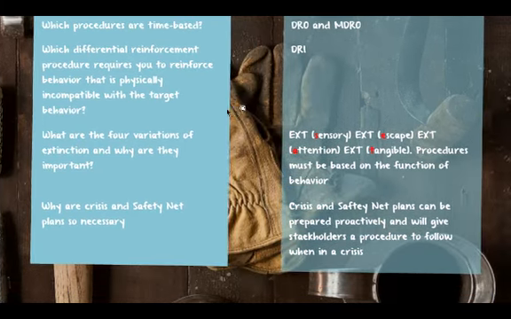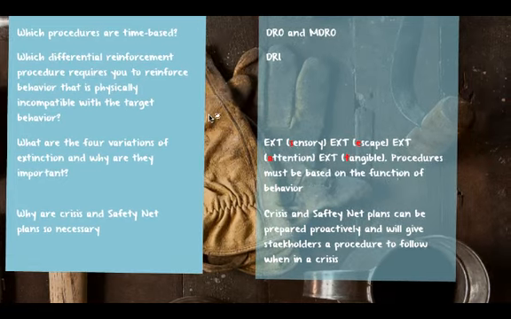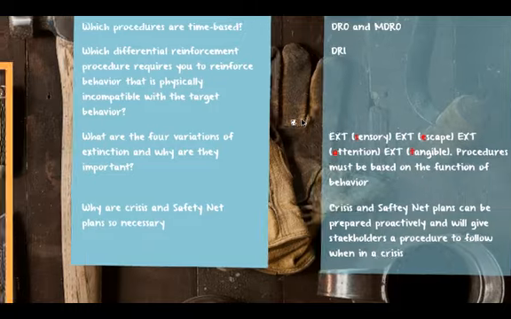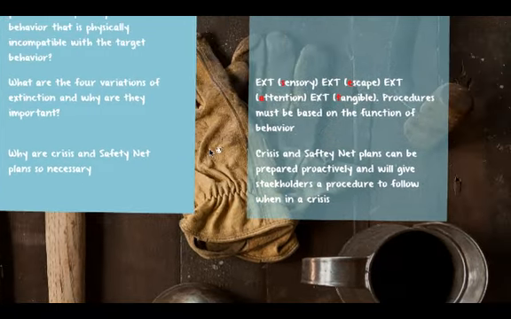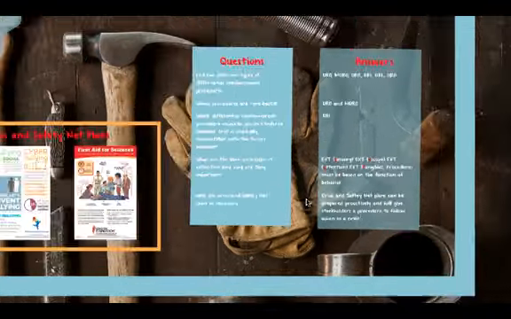What are the 4 variations of extinction and why are they important? Well, there's sensory extinction, escape extinction, attention extinction, tangible extinction. The procedure that you put in place must be based on the function of behavior. That's why it's important. Why are crisis and safety net plans so important? Crisis and safety net plans can be prepared proactively and give you and the stakeholders a procedure to follow in the event of a crisis.